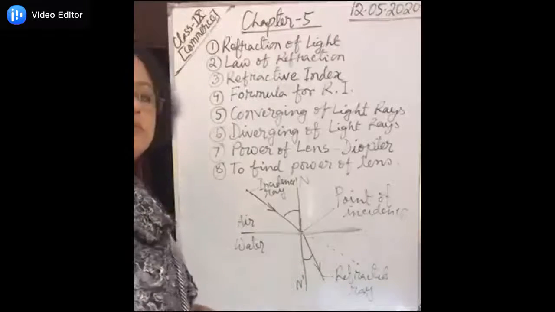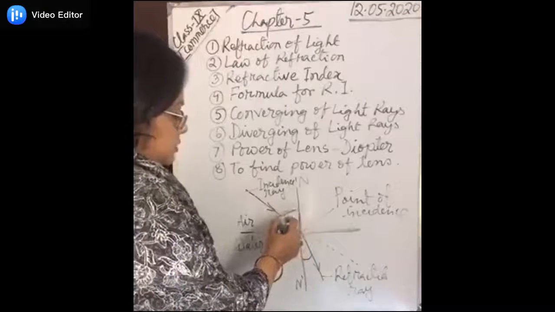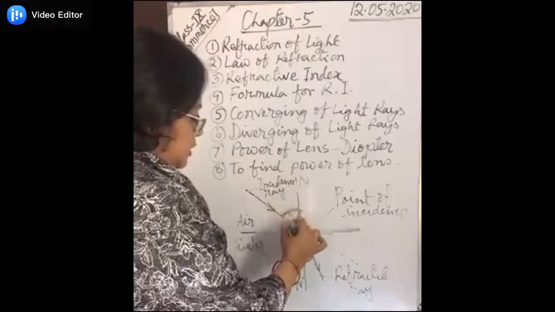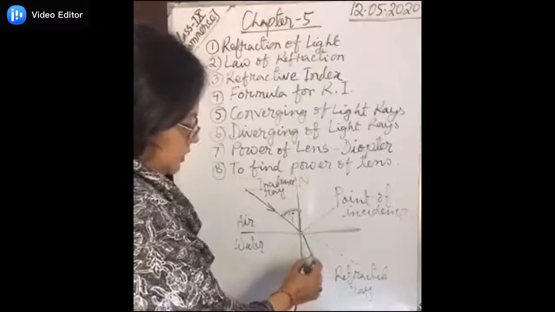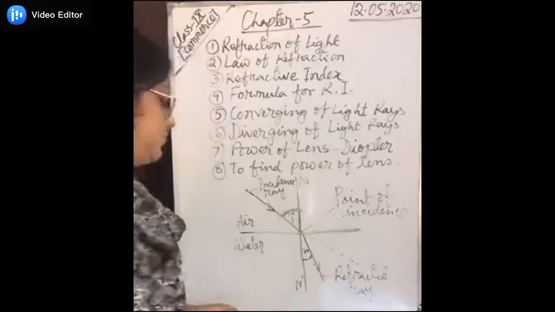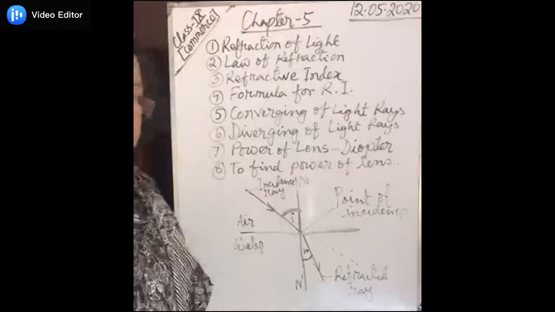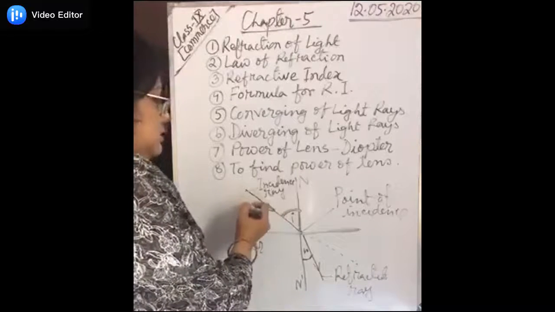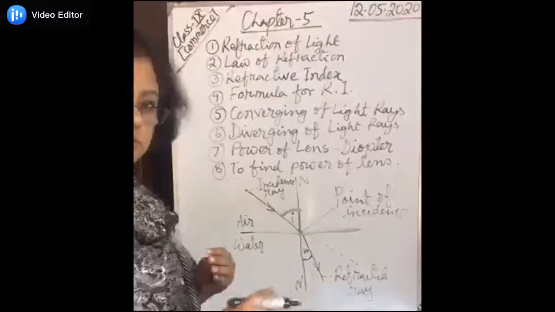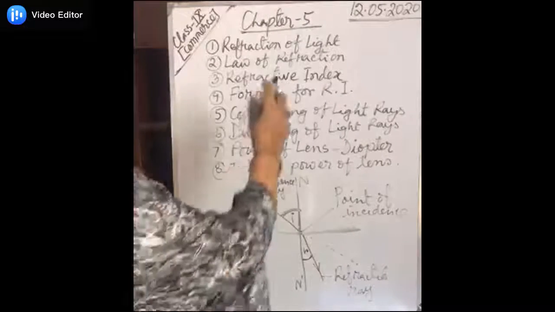Now come to the second law of refraction. Look here, the incident ray creates an angle with the normal, which can be named small i, and the refracted ray also creates an angle with the normal, which can be named r. The ratio of these two angles is always constant. Whatever the change in your incident angle and the refracted angle, this will always be constant. This is the second law of refraction.